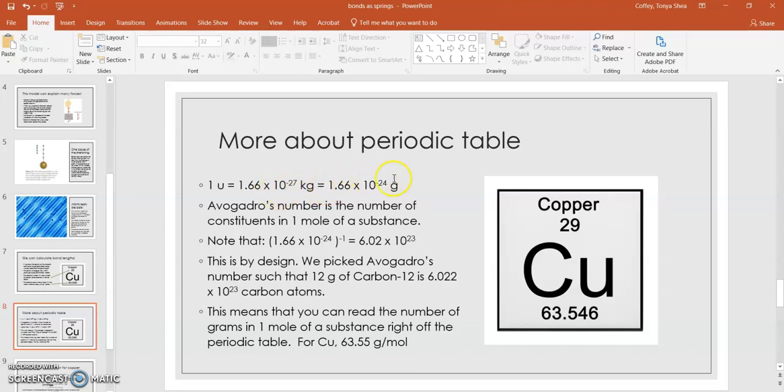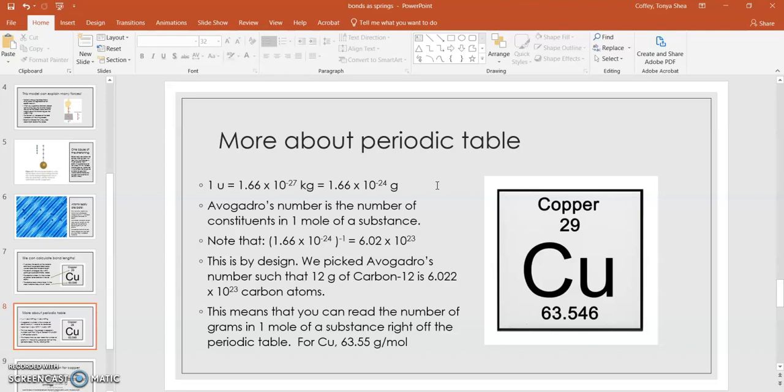Now, if you convert that to grams, that's 1.66 times 10 to the minus 24 grams. Now, I'd like to point out here that this mass is actually a really special number in another way. If you take the inverse of 1.66 times 10 to the minus 24 grams, you'll see a familiar number, 6.022 times 10 to the 23rd. And that's Avogadro's number, which is the number of constituents in 1 mole of a substance.